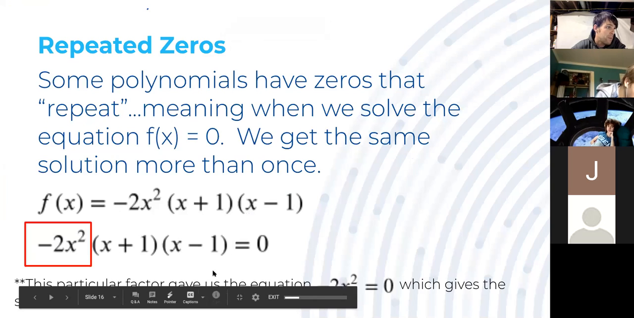Whenever we have a repeating factor like this one, I wish that would just go away.